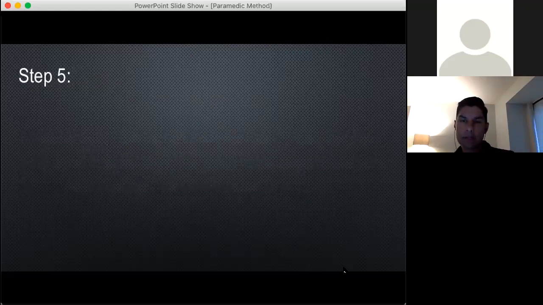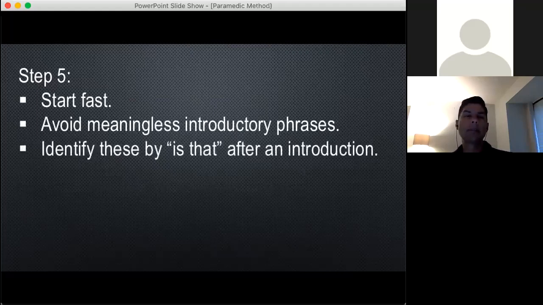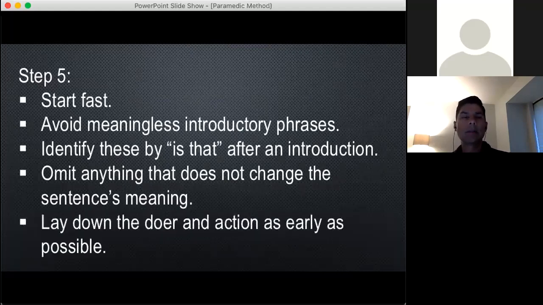Okay, so let's look at step 5. Step 5 is to start fast. Start fast and avoid meaningless introductory phrases. Identify these by asking whether something is just an introduction. Omit anything that does not change the sentence's meaning, because we want to protect the meaning of the sentence. And of course, lay down the doer in action as early as possible. Okay.